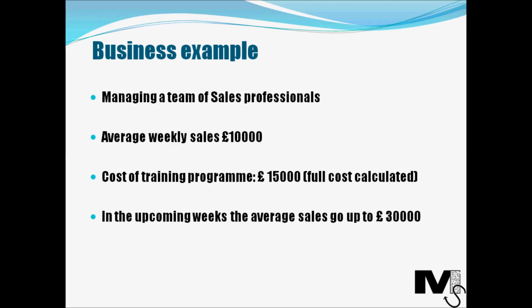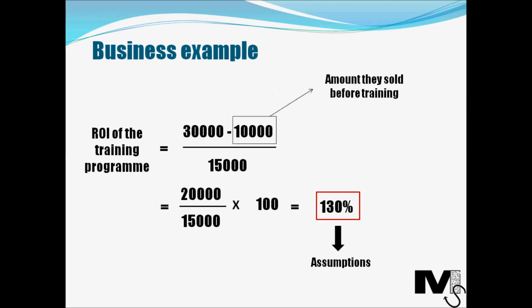So let's assume now, continuing with the example, in the upcoming weeks the average sales of your team go up to 30,000 per week. So it was 10,000 initially, went to 30,000 after the training program, and 15,000 was the cost of the actual program. So what would be the ROI of the actual training program? It would be 30,000, which is what they now sell, minus 10,000, which is what they sold before the training program, and the cost of the training program, which is 15,000. So that brings an ROI of 130%.